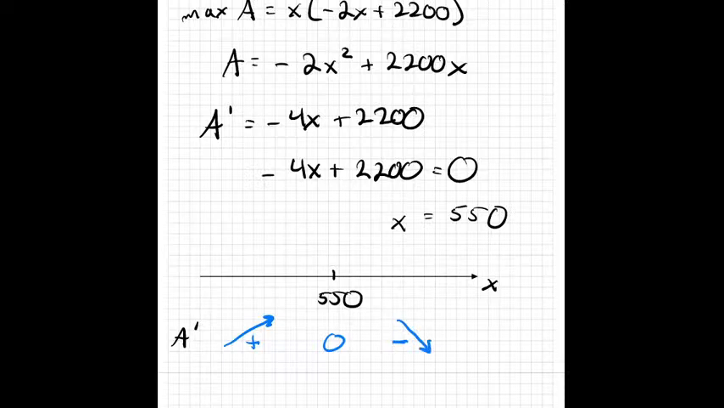We could also look at the second derivative. If we plug in 550 and get a negative result, it's a max. You can actually see it really quickly. The second derivative is just negative 4, so no matter what x we choose, it's going to be negative. That means the original function is concave down across the entire domain, so we have a max. That confirms the 550.